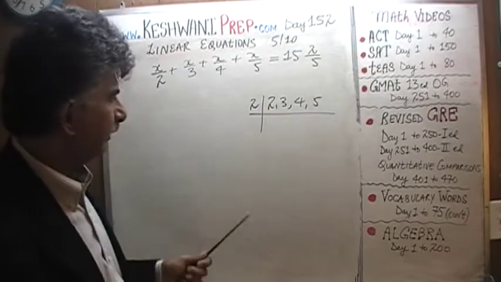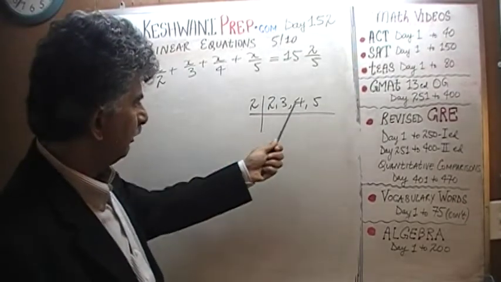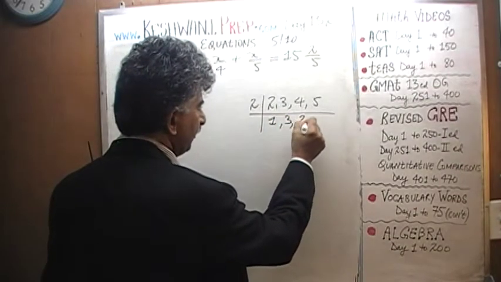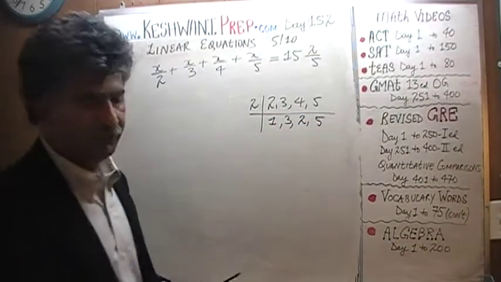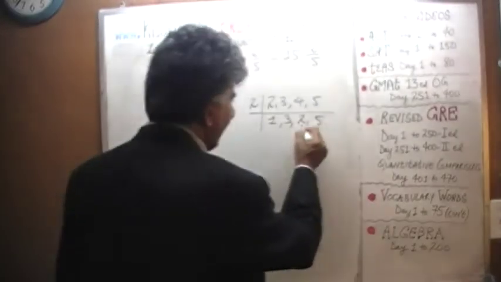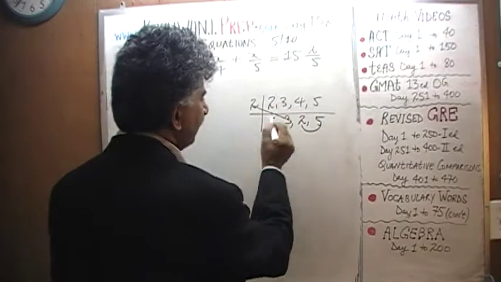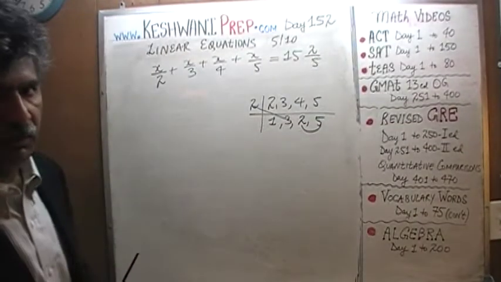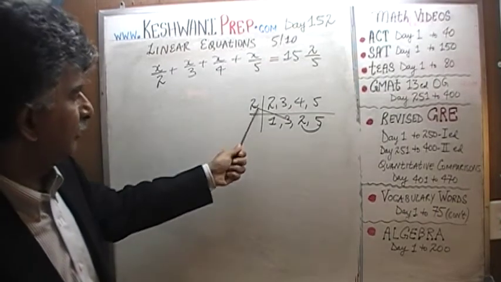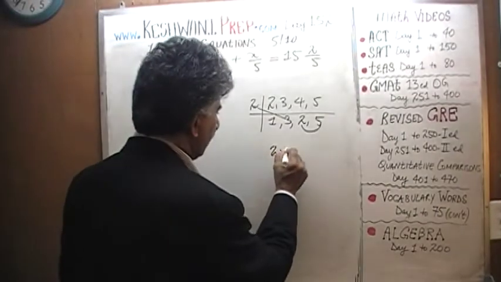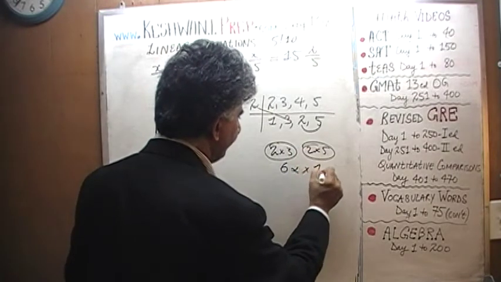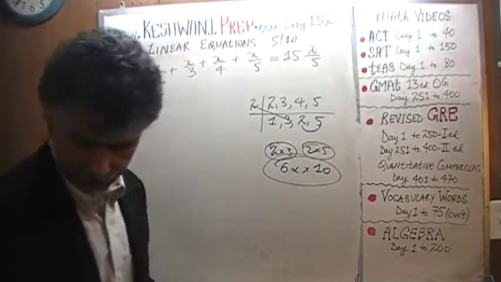2 is the first prime number, and 2 would work, so we can divide here. 2 divided by 2 is 1, 3 remains 3, and 4 becomes 2, and that's it, we are done. 3 is a prime number, 2 is a prime number, 5 is a prime number. So it's 5 times 2, which is 10, and 2 times 3 is 6, which means the smallest number that is a multiple of 2, 3, 4, and 5 is 2 times 3, which is 6, times 2 times 5, which is 10, so 60.